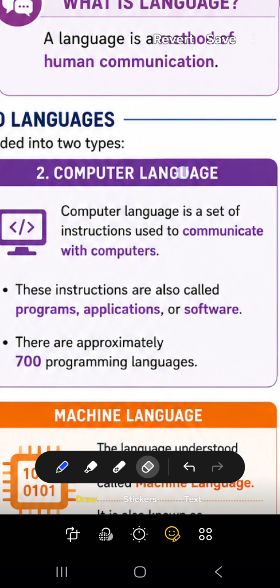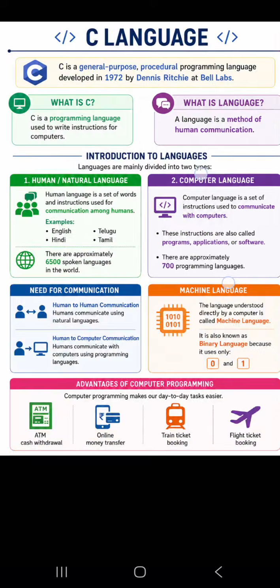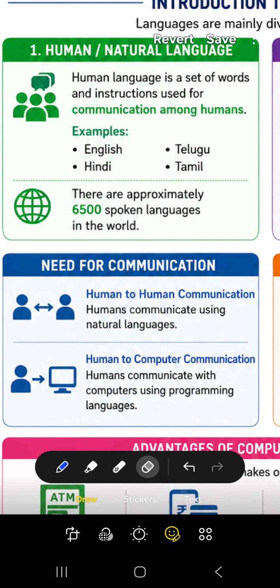That is, computer language is a set of instructions used to communicate with computers, and these instructions are nothing but the programs which we write, or it may be some other applications or any other software. So there are approximately 700 programming languages. Okay, and then what is needed for this communication, as we have discussed previously for human to human communication.